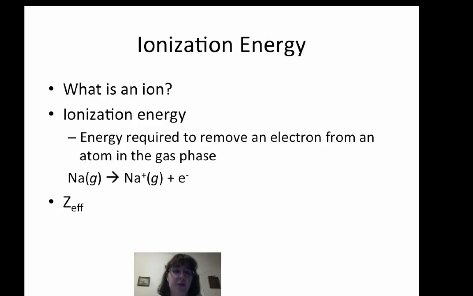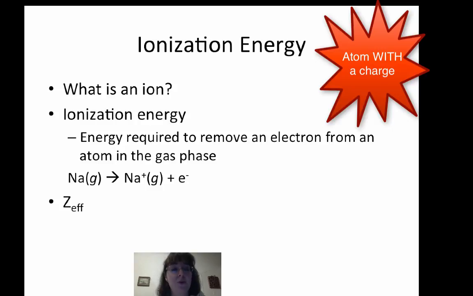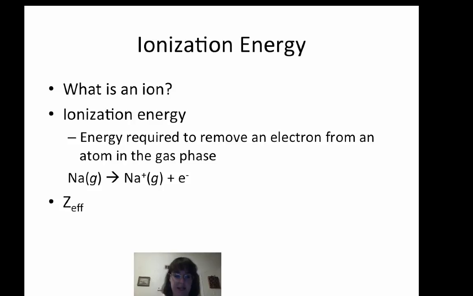For ionization energy, we need to make sure we talk about what is an ion, and that basically is an atom with a charge, so they're no longer neutral. So these are not neutral atoms. Ionization energy is the energy required to remove an electron from an atom in the gas phase.